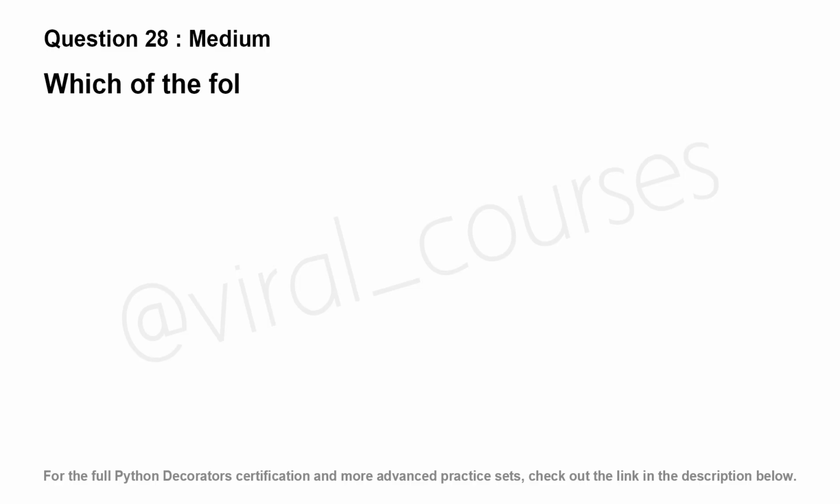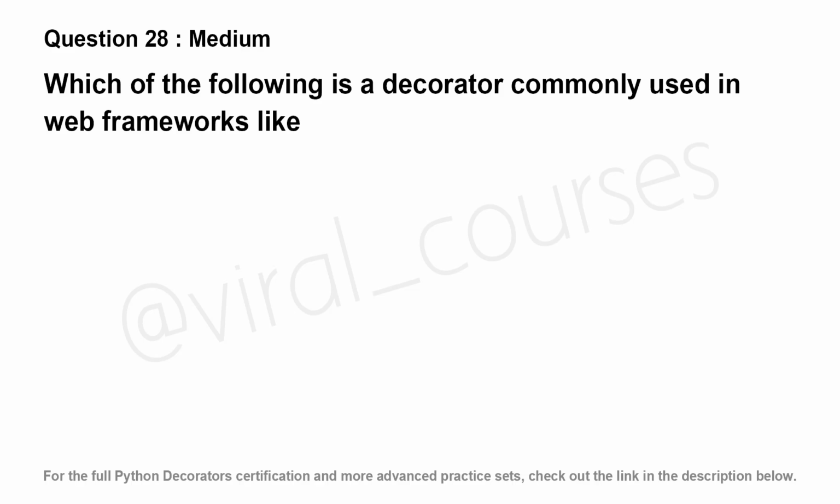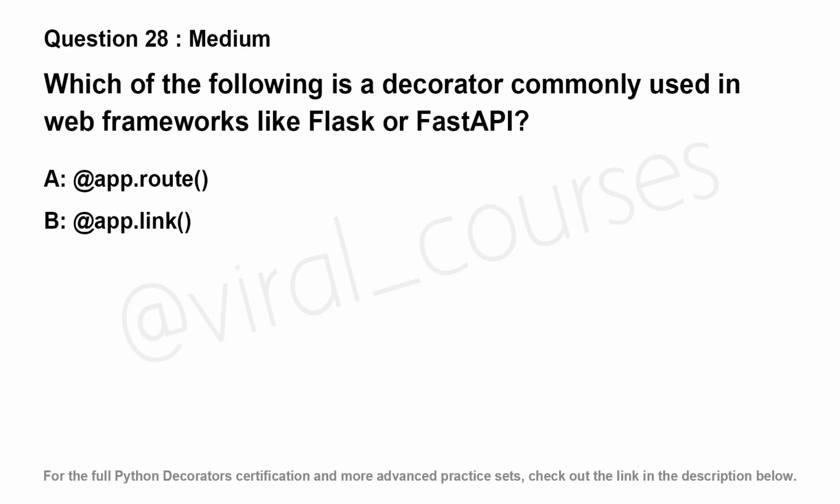Which of the following is a decorator commonly used in web frameworks like Flask or FastAPI? Option A, @app.route. Option B, @app.link. Option C, @app.url. Option D, @app.path.